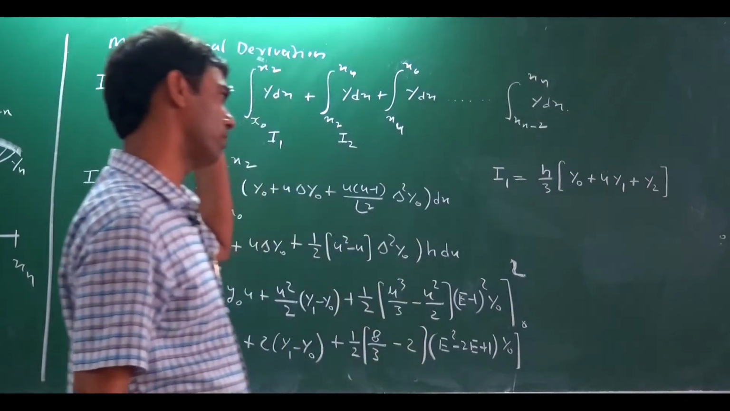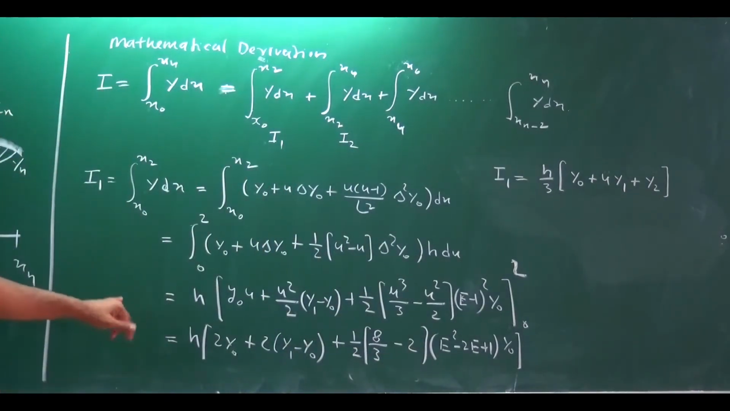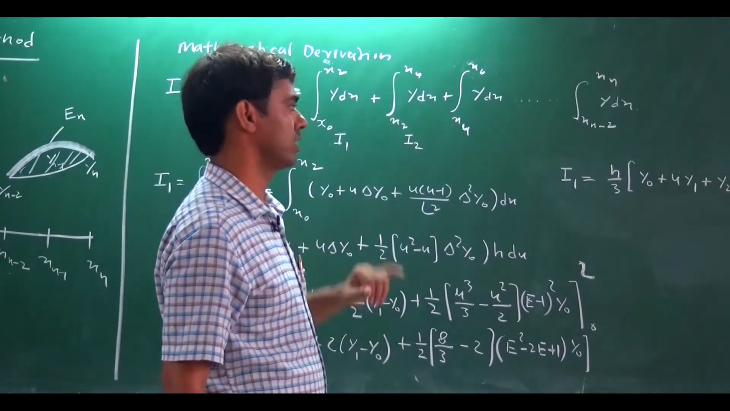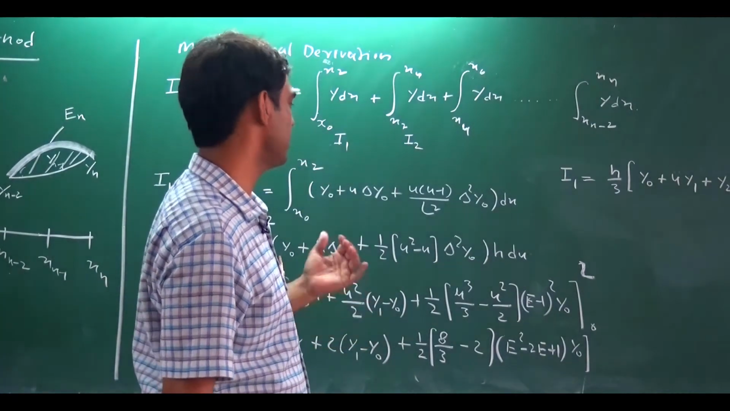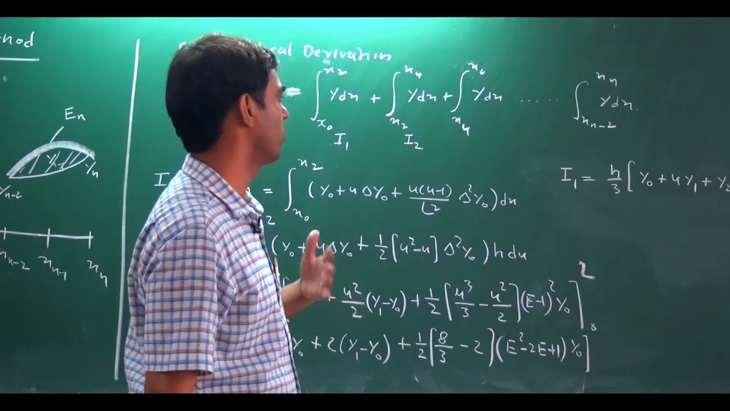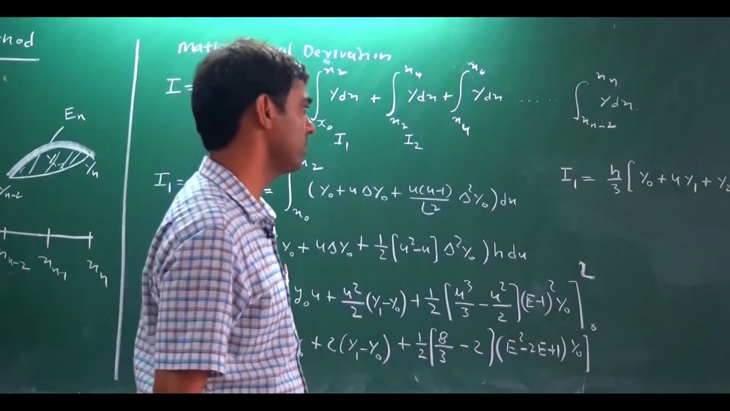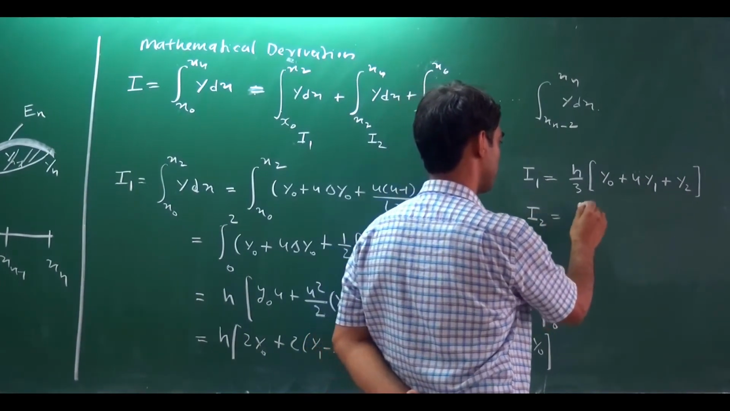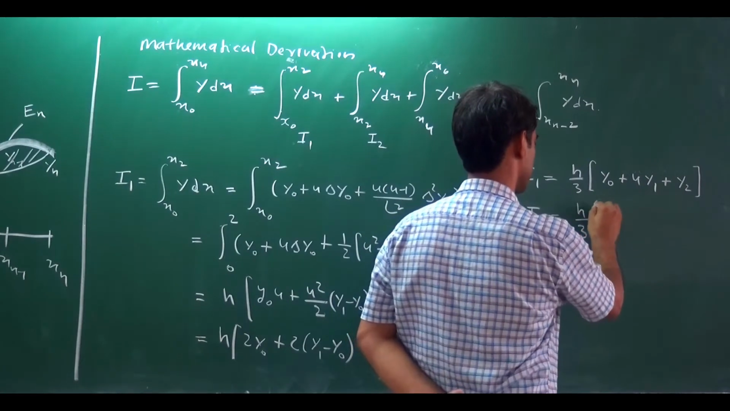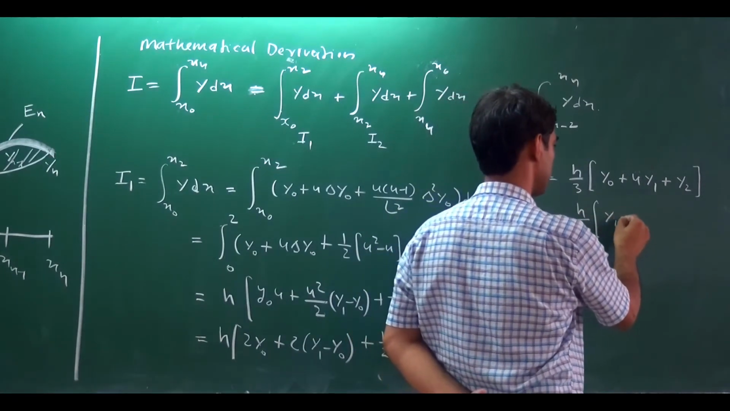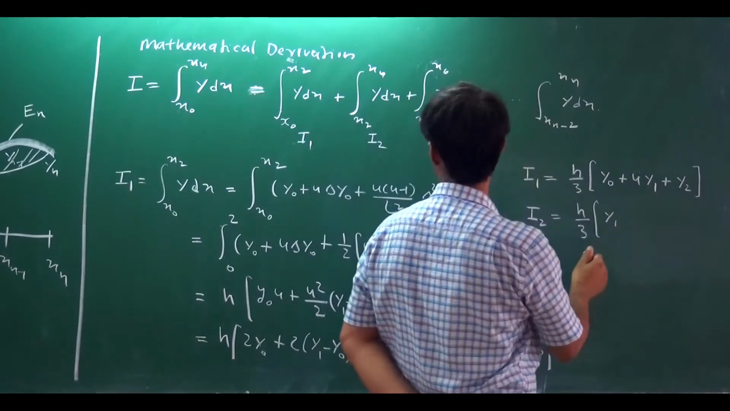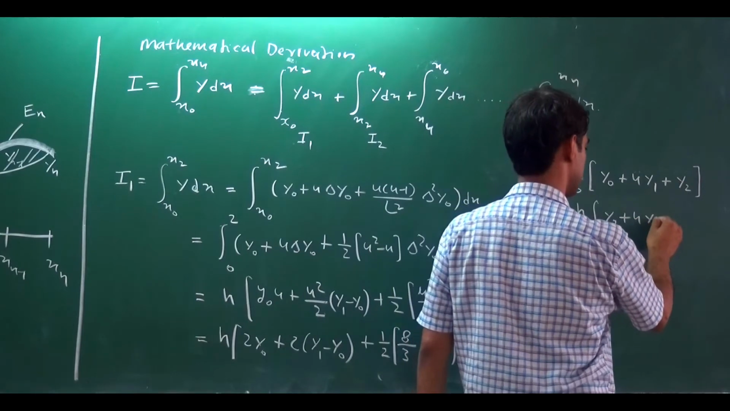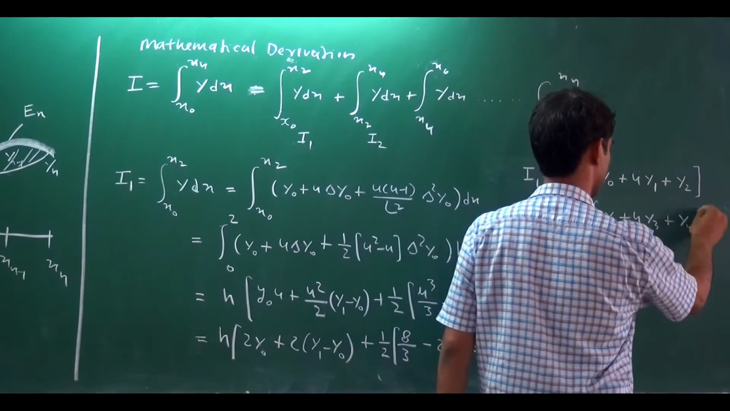So this one is the value of I1. In a similar manner, I took the integration from x2 to x4. It means we replace y0 by y2, y1 by y3 and y2 by y4. In a similar manner, we find the value of I2 equal to h by 3 times y2 plus 4y3 plus y4.